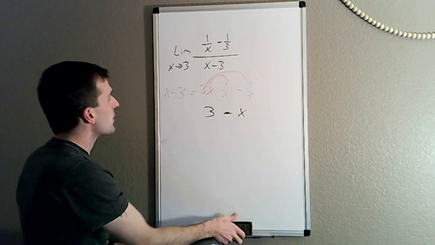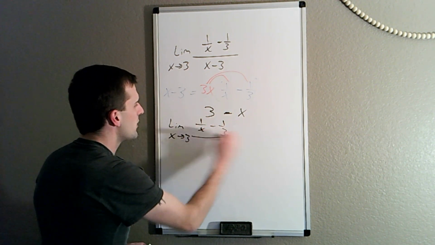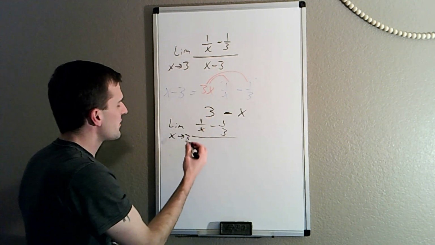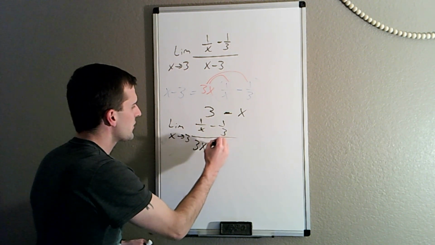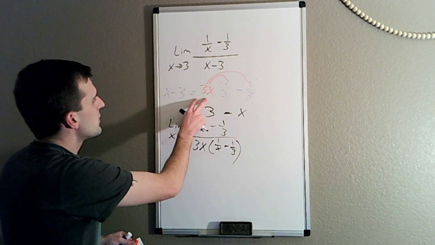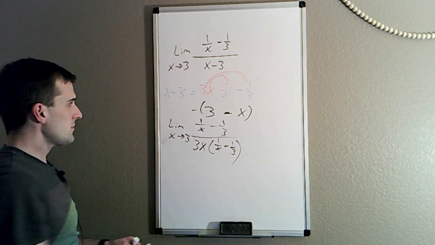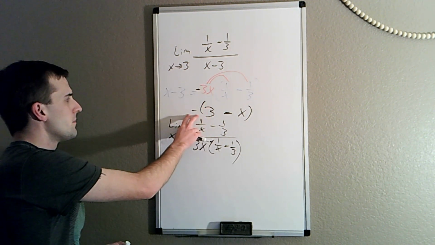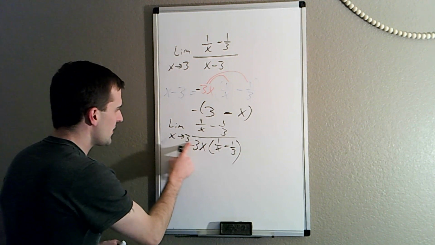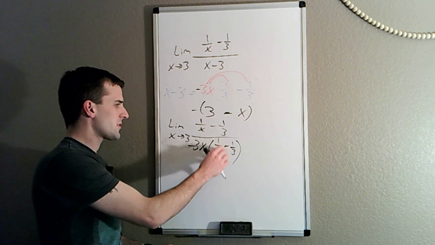So I'm going to rewrite our original problem, limit as x approaches 3 of 1 over x minus 1/3. And I'm going to change the denominator into 3x times 1 over x minus 1/3. Let's see. Oh, sorry, I switched these. So there should be a negative. This should actually be a negative 3x, because then when you distribute the negative, you get a positive x and a negative 3. So there we go. So in the denominator, we have negative 3x times 1 over x minus 1/3.